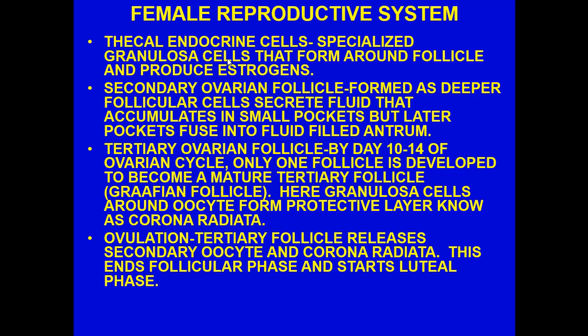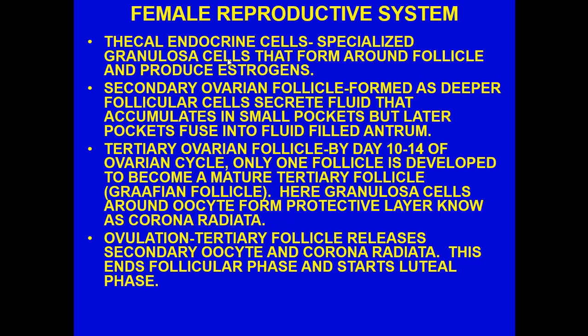This is formed as the deeper layers of the follicular cells begin to secrete fluid. And this is going to occur and build up in small pockets, but later the pockets will all fuse. They're going to be filled with a fluid, and they're going to be called basically the antrum. The antrum is going to be loaded with follicular fluid, which contains hormones and a lot of other factors. And then we move into the tertiary ovarian follicle. By the time you've hit that, you're about day 10, 14 of the ovarian cycle.